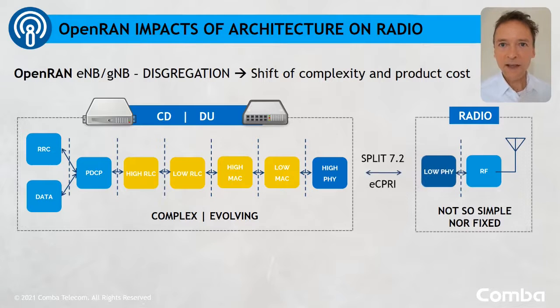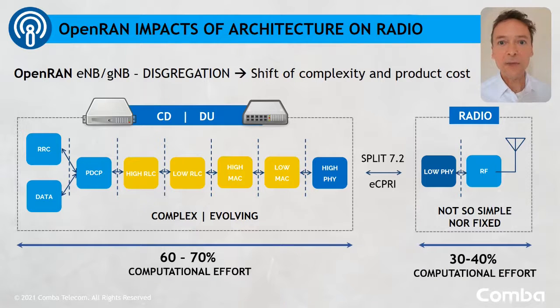With OpenRAN, the cutting point in the chain changes. Driven by technology progress, higher order MIMO requires a different fronthaul cutting point to fit the low-cost fiber fronthaul. With this fundamental shift comes two consequences. The radio that used to be a relatively fixed and simple function is now a quite complex function with a software component attached to it. There is also a significant redistribution of computational effort. Depending on the accounting model, an estimated 30–40% of the total computational effort is now residing in the radio.